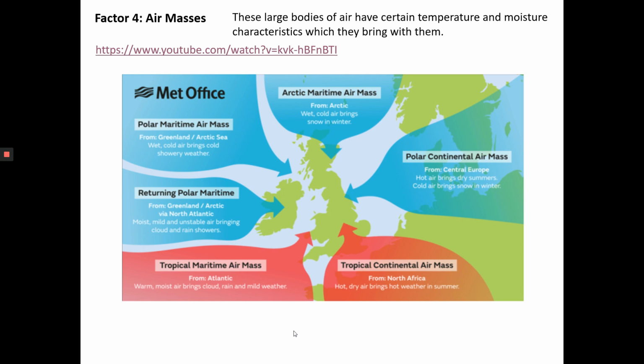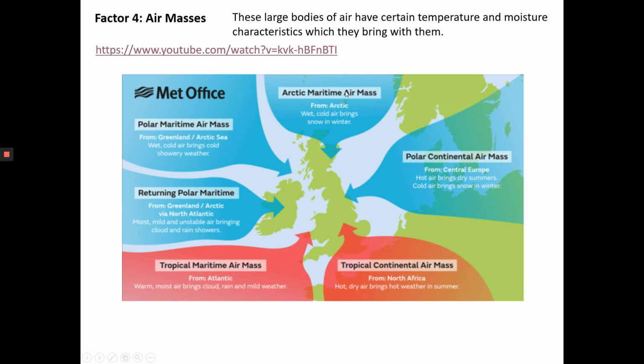Okay, so that gave you a bit of an introduction. So air masses are large bodies of air that all have the same temperature and moisture, humidity characteristics. And you can see what they are, what they're called and where they come from. And the key here is to look at the names. So if it says either Arctic or polar, that means it brings cold air. Whereas if it says tropical, that means it brings warm air. So it's kind of a shorthand, a good way of remembering it. If it says Arctic, polar, cold, tropical, hot.